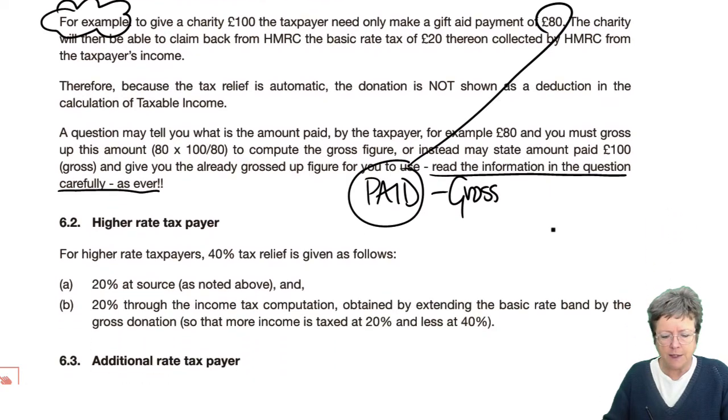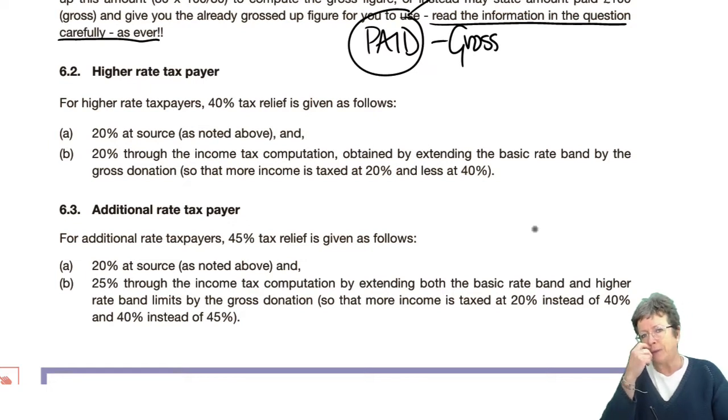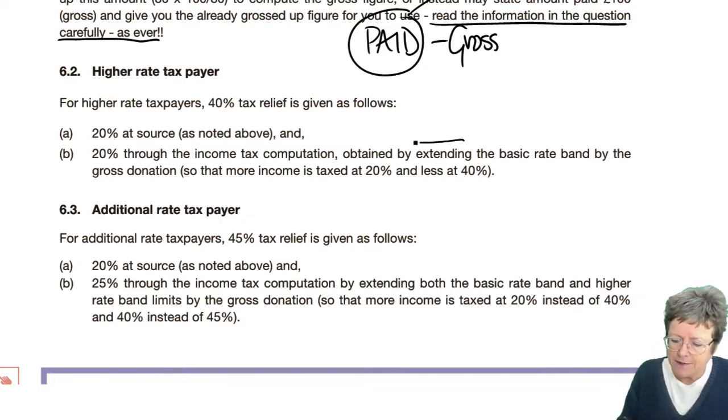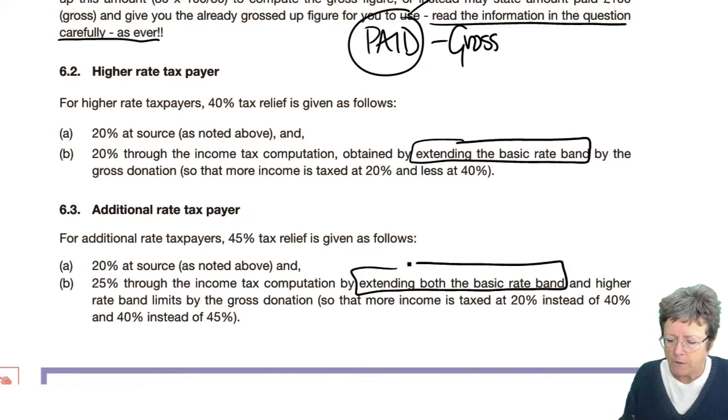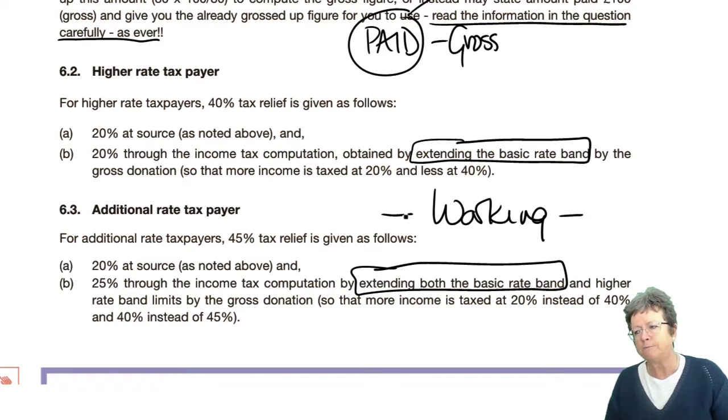Now, high rate taxpayers and additional rate taxpayers have already automatically had basic rate relief on that, but a high rate taxpayer needs to get another 20%, and an additional rate taxpayer needs to get 25% extra relief. Now, we do this one way, by extending the basic rate band. So this is a working, it never appears in the computation. It's only ever a working.